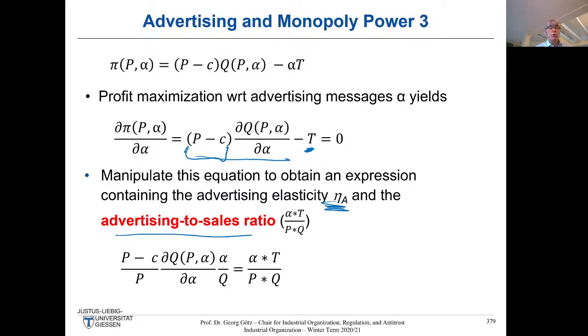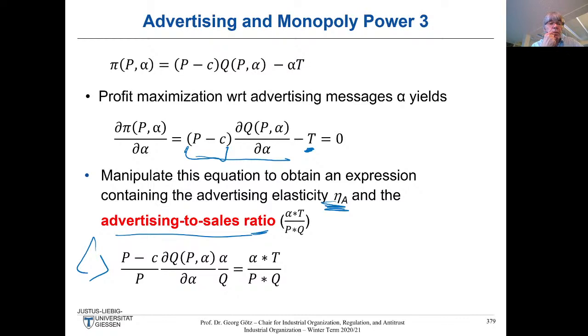But before, let me very briefly comment on this advertising to sales ratio. In the numerator, you simply have alpha times t, which is how many ads you run times the price of each ad, and therefore you get your total expenditure on advertisements, on marketing in a sense, divided by your total revenue. This is what is called the advertising to sales ratio. Remember above, in terms of the whole economy, that was 2% for the US economy. 2% of GDP, where GDP would be total sales, total revenue, and advertising expenditure would have been 2% of GDP.